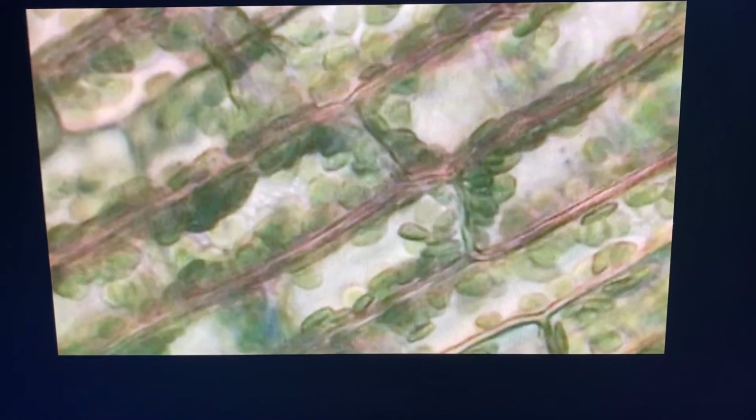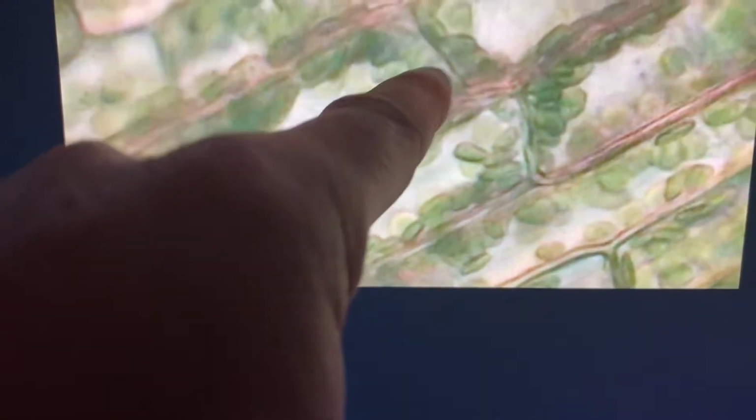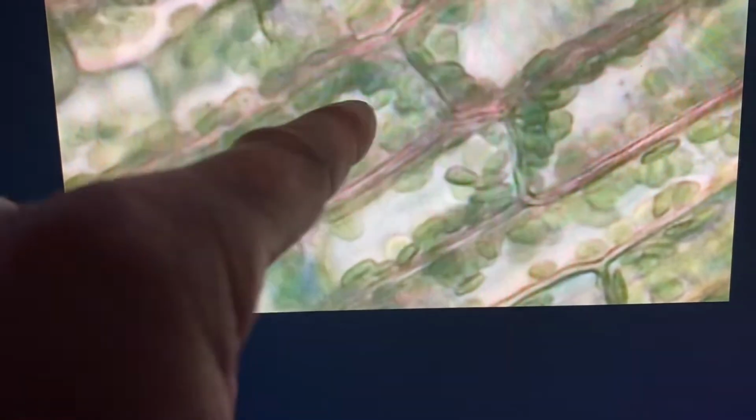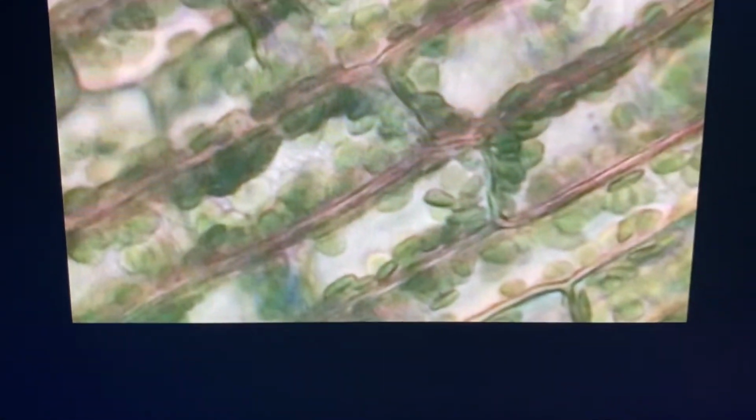Photosynthesis. Previously in Mr. Kovacs class, you used a microscope to look at Elodea, and you saw the chloroplast. Look, there's cell walls. Chloroplast floating around in the cytoplasm. The chloroplast, that's where the magic of photosynthesis happens.